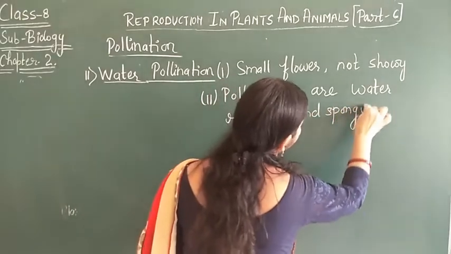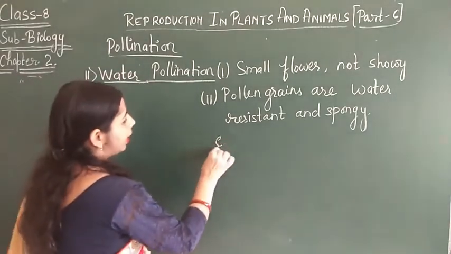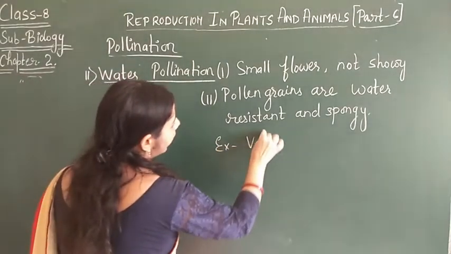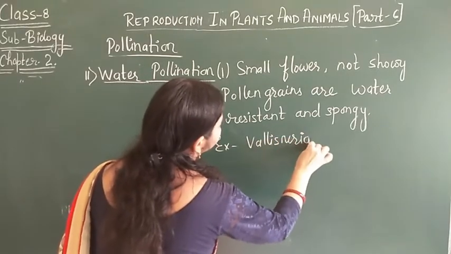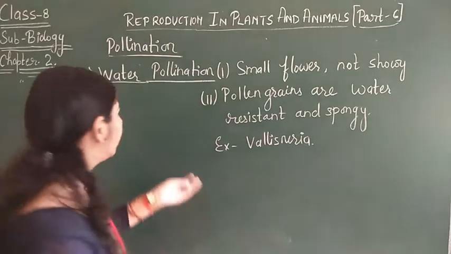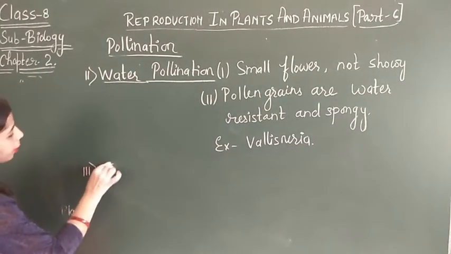Why are these water resistant? So that it can prevent damage to the pollen grains. Examples are Hydrilla and Vallisneria. Now let's see another type, that is insect pollination.